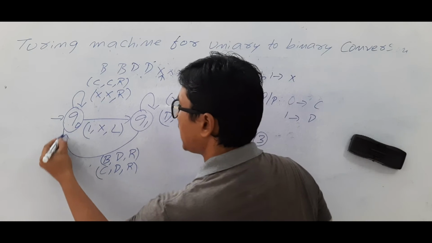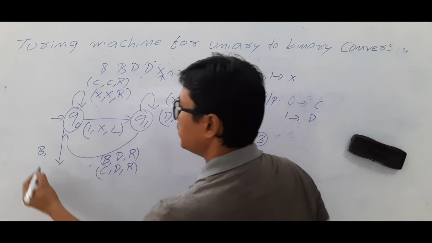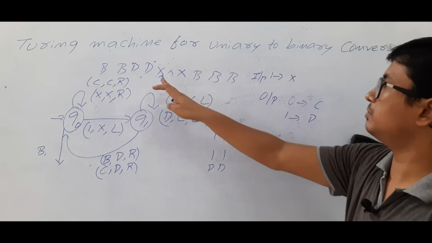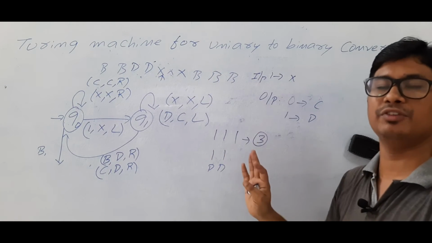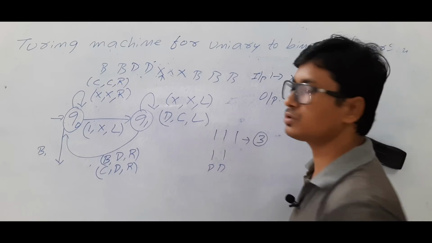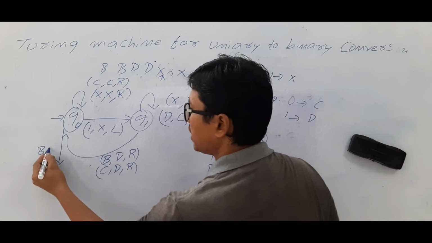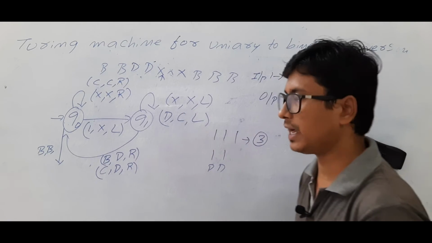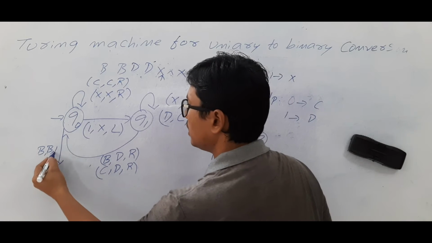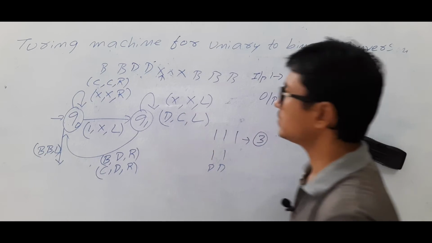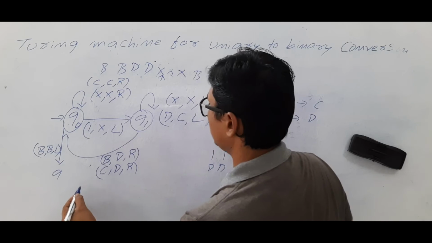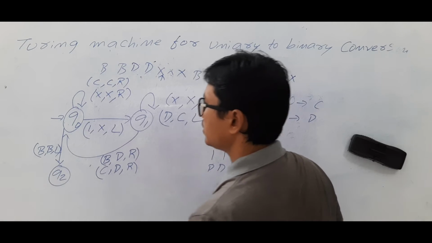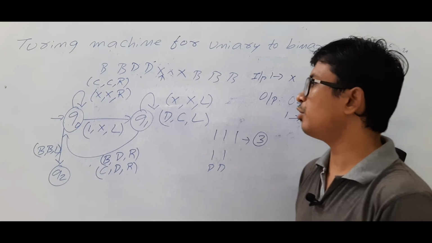If I see a blank, the meaning is that all the ones are finished, which means I have taken all the input ones and I have finished them. Okay, and I got the output. So what should I do? If I see a blank, make it as a blank, move to the left or right, and reach the state called Q2, which will give you the output.